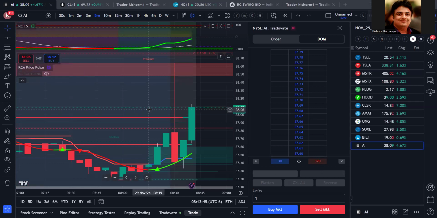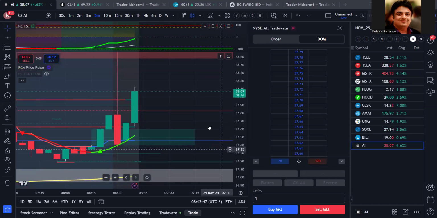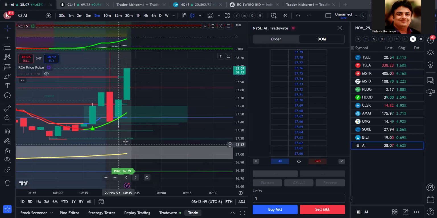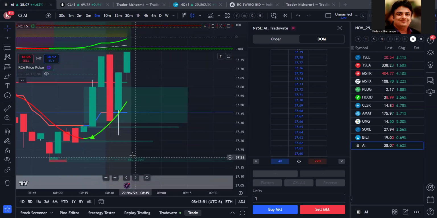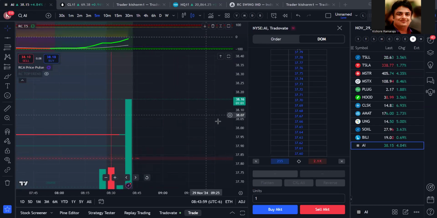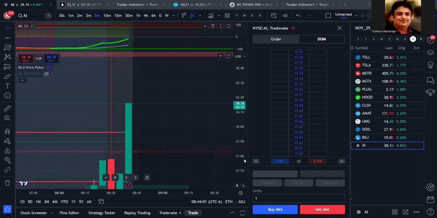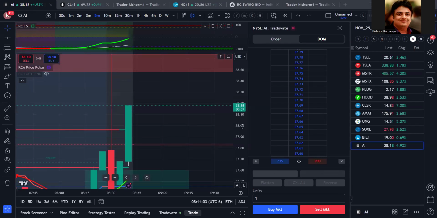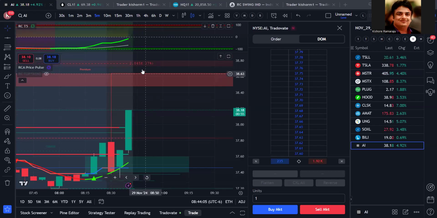Then 12 pulse, you can see that there are a lot of buyers in the market, right? You see 952 buy orders, more buy orders, more buy orders. You can see price going all the way up. Maybe it can go till 38 point.